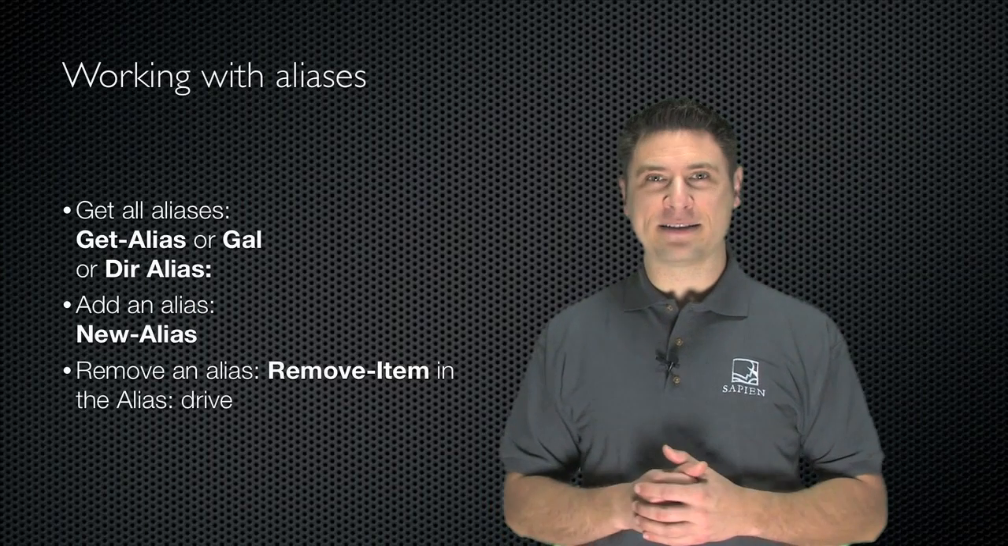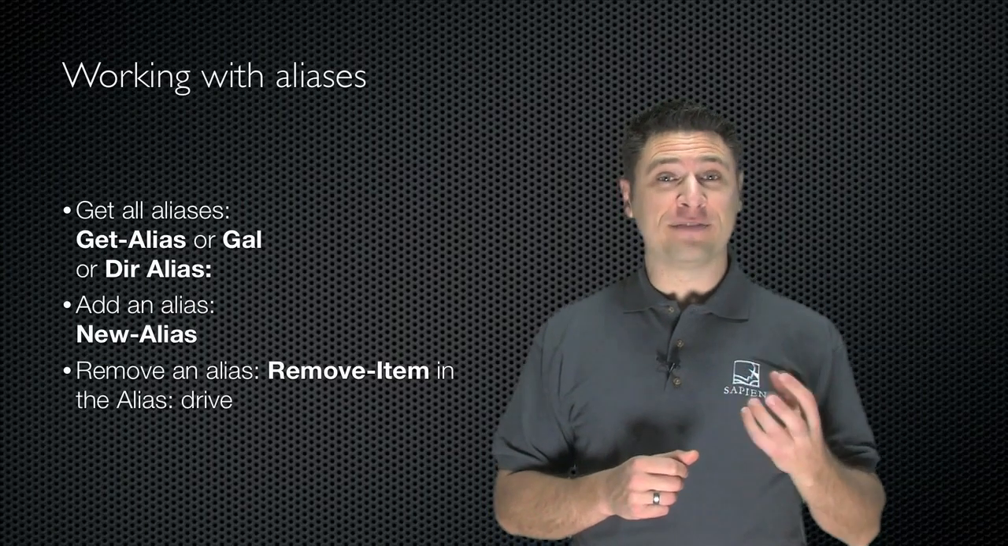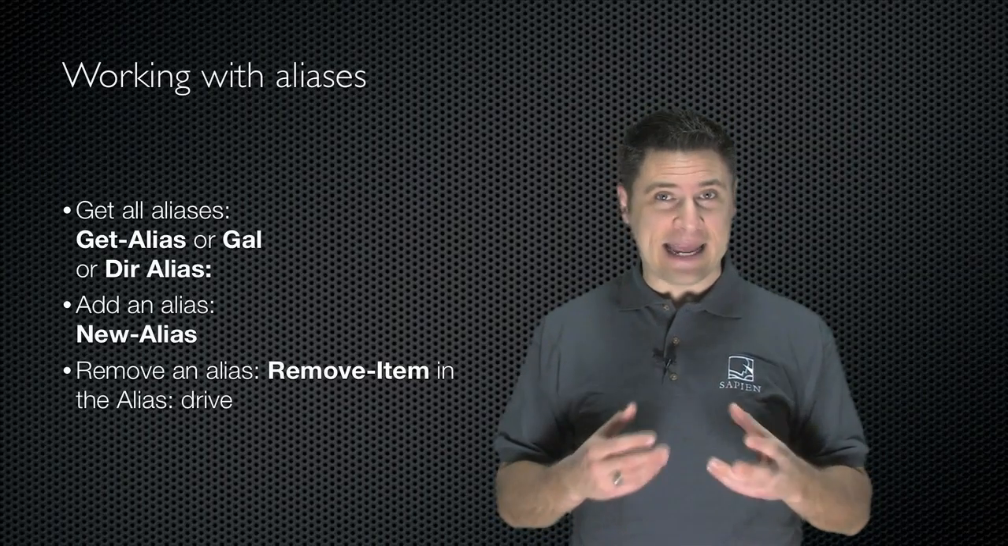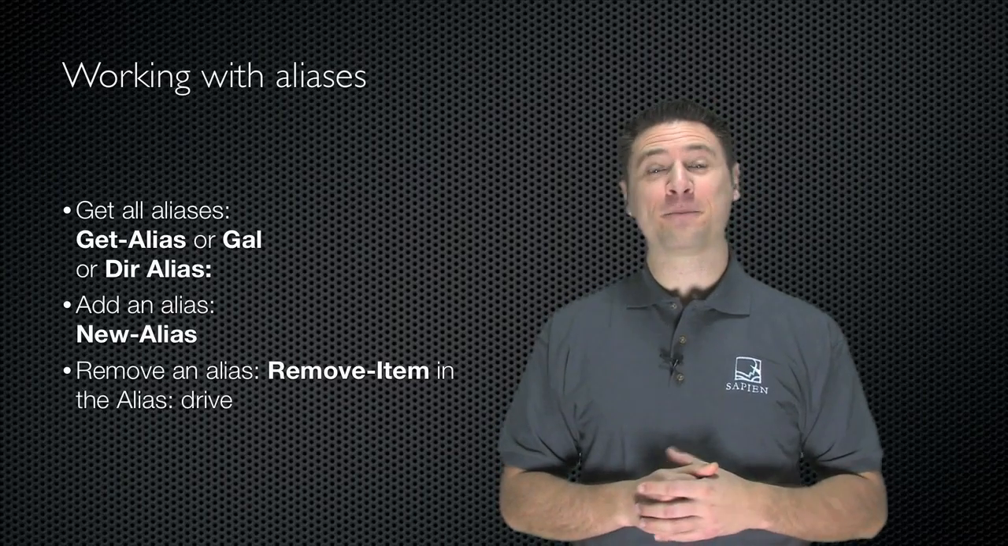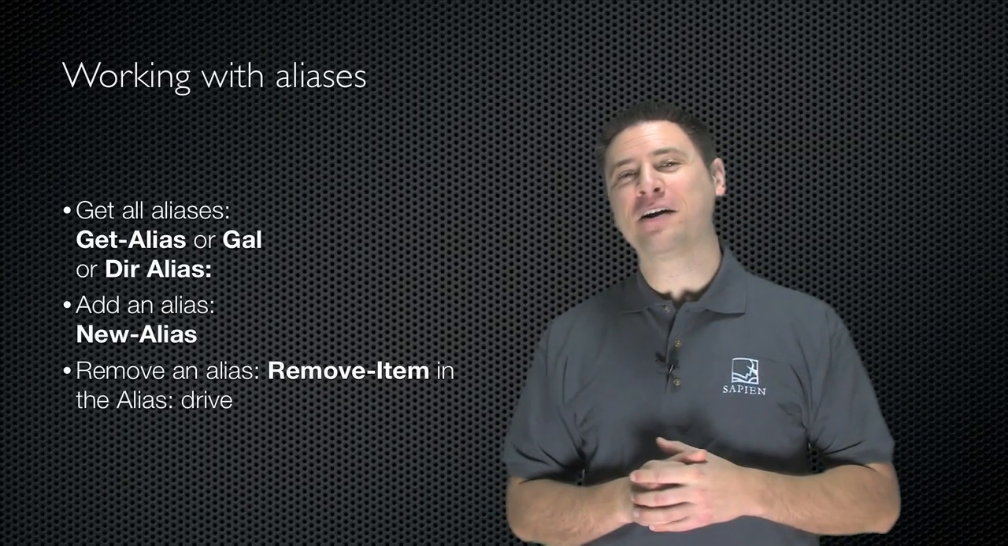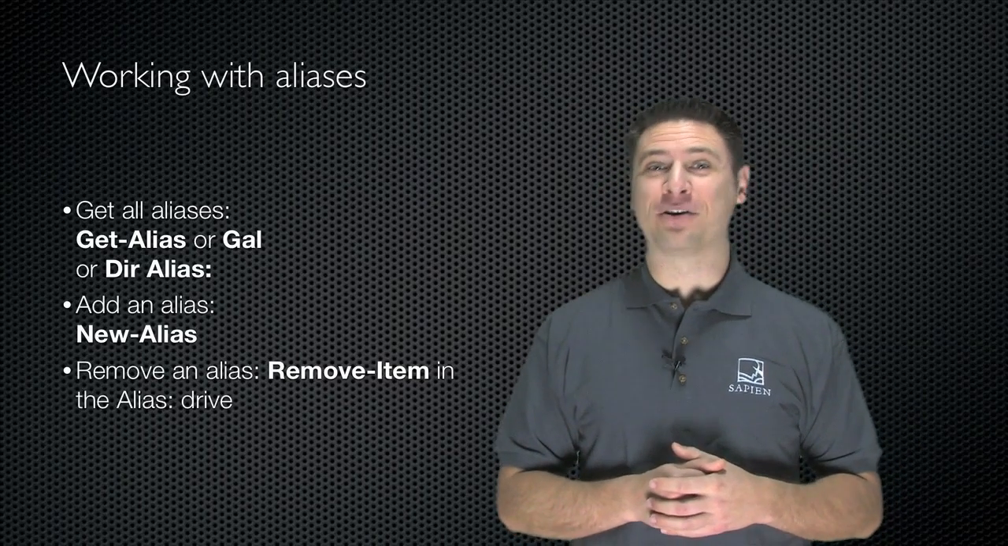So here's how to work with aliases. To get a list of all defined aliases, just run get alias, or you could run gal, which is its alias, or you could get a directory of PowerShell's alias drive.